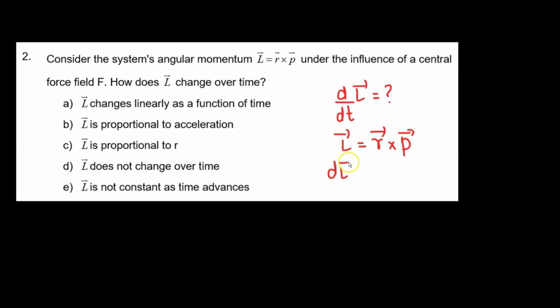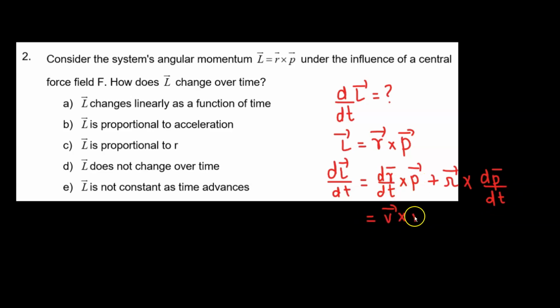If we take the time derivative of both sides, we have to take the time derivative of r cross p, so that will be dr vector with respect to time t crossed with p vector plus r vector crossed with dp vector over dt. We know that dr vector over dt is simply v vector, and p vector is m times v, the expression for the linear momentum, plus r vector cross dp vector over dt, which is simply the force field F of r times r cap.